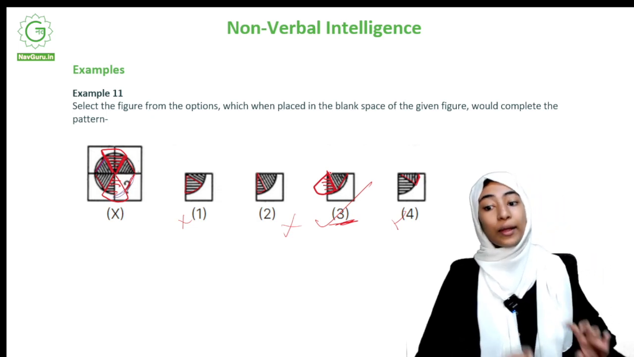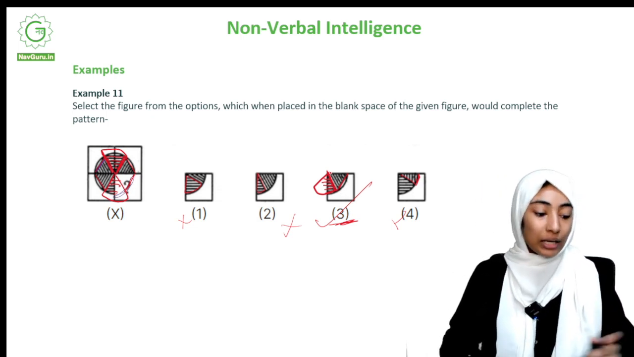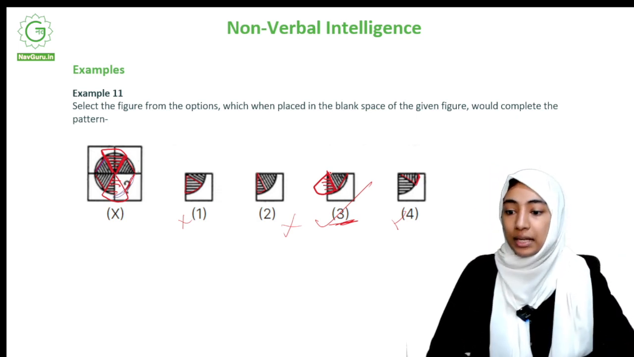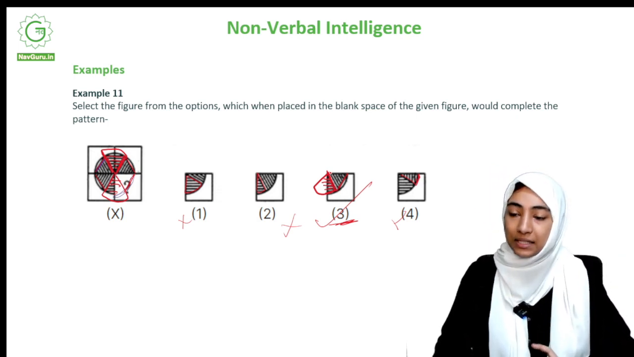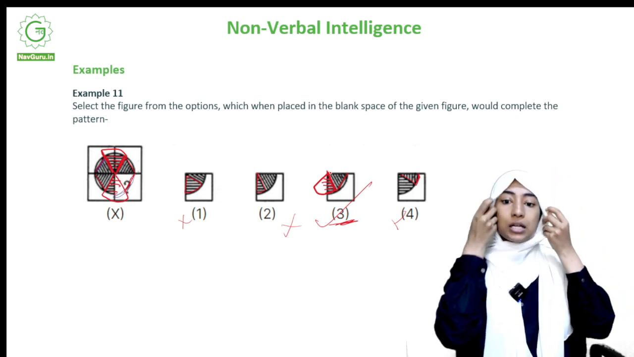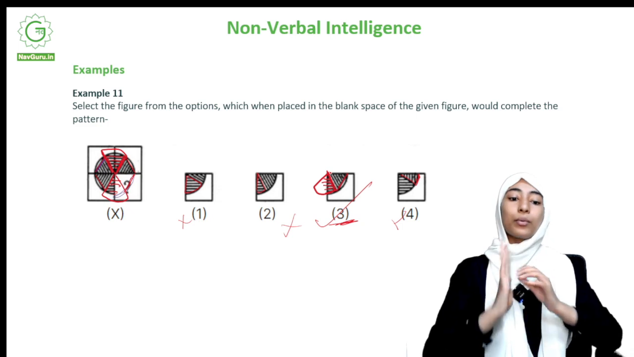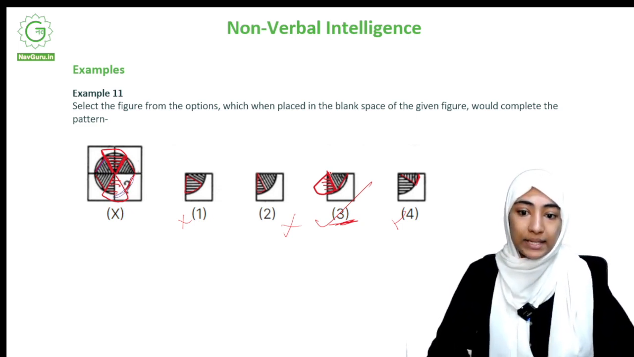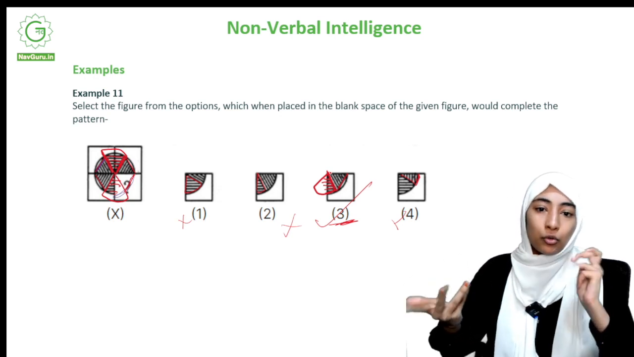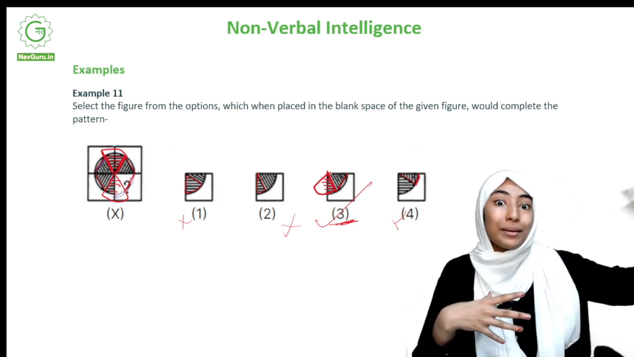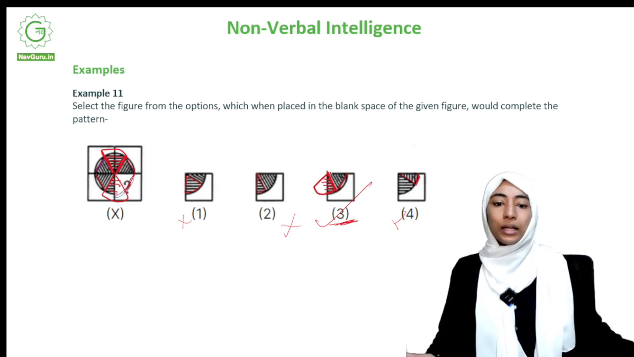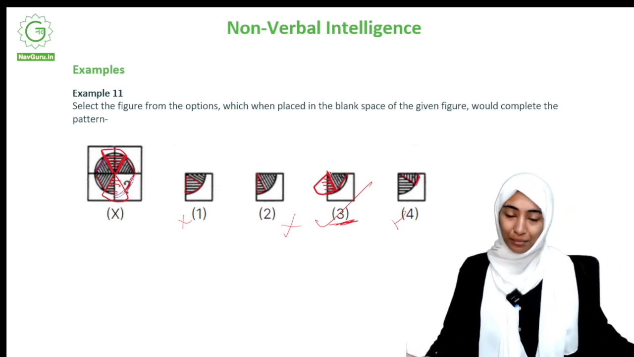So that's it. Now we have even more questions. That's why I said, under non-verbal intelligence, it's important that you do a lot of questions because you have a lot of topics, right? So we'll have one more example session and then we'll be done with it. Just one example session should suffice. So anyway, we're done with non-verbal intelligence questions up to question 11. We'll do maybe 5 to 10 more questions. But as of now, we're done with non-verbal intelligence.